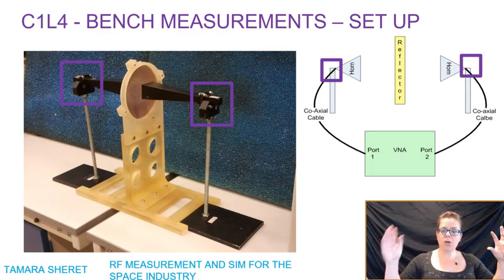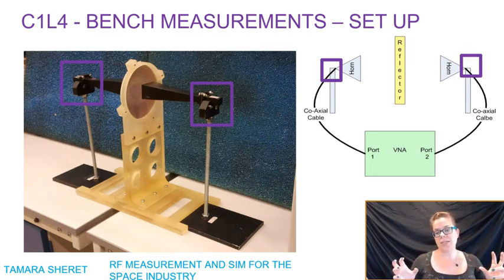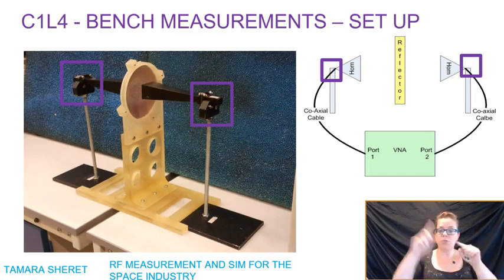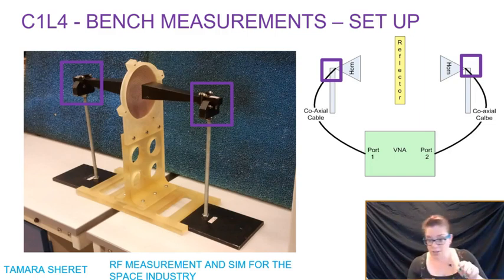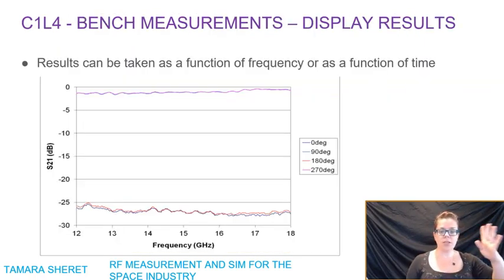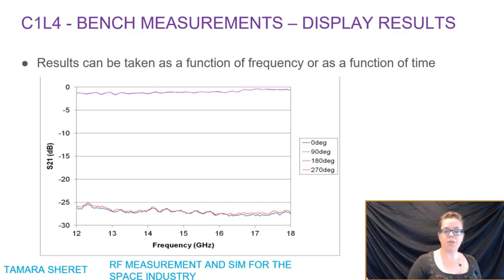You had two horns, one connected to the first port of the network analyzer, one connected to the second, and we would transmit from one, receive on the other port, and vice versa, and we looked at the performance. We took those S parameter measurements of the performance of the reflector in different orientations. We had a circular grid, so we were worried about orientations in steps of 90 degrees, giving 4 measurements for our results. These are taken as a function of frequency across J band, so this is 12 to 18 gig.